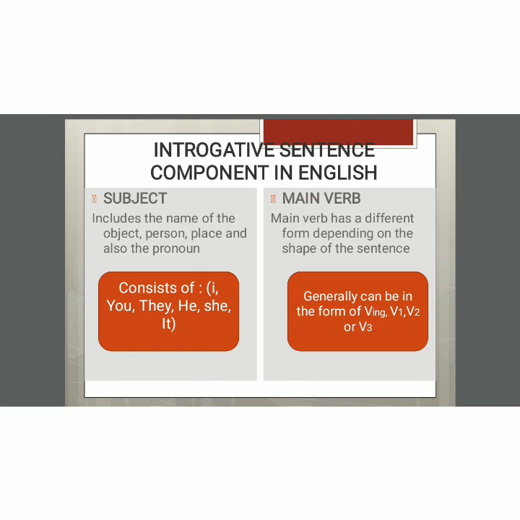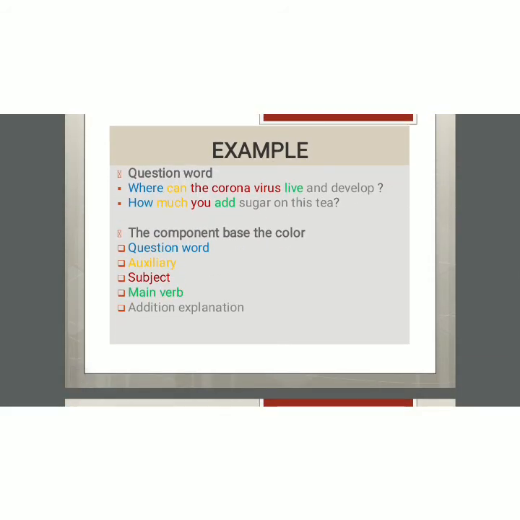Main verb. Main verb has a different form depending on the shape of the sentence. Generally it can be in the form of verb-ing, verb 1, verb 2, or verb 3. As an example, where can the coronavirus live and develop? The compound where is question word. Can is auxiliary. The coronavirus is subject. Live is main verb and develop is additional explanation.